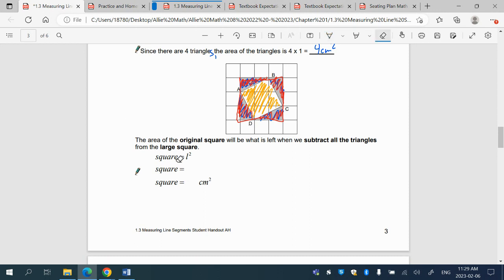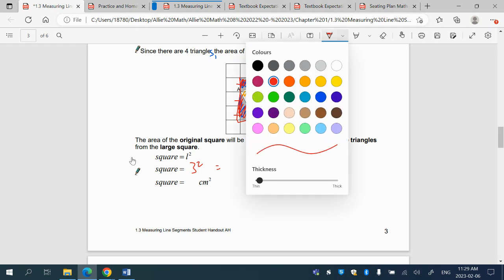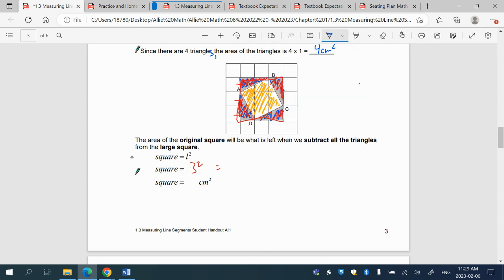So remember, the area of a square is length squared. So our length of this one, we can count it, is 1, 2, 3. So 3 squared. 3 times itself. That means 3 times 3. That's going to give us 9 centimeters squared. So we found the area of this big square. We could just count it. 1, 2, 3, 4, 5, 6, 7, 8, 9. That matches.